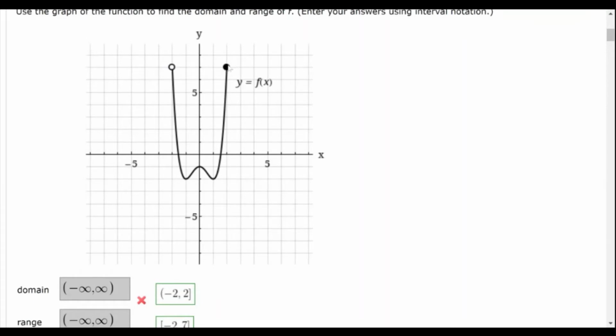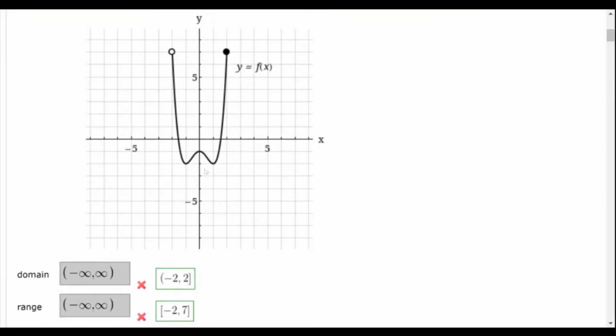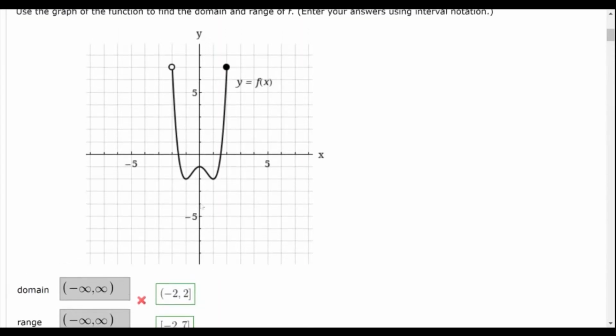And the topmost point, this one, because this one's not included, so I'm going to go to this one. What is the y value that corresponds to this? 7. So the range is up to 7. That's why we look at the y-axis for the range, and we look at the x-axis for the domain. Y equals 7 corresponds to this point, 2, 7.